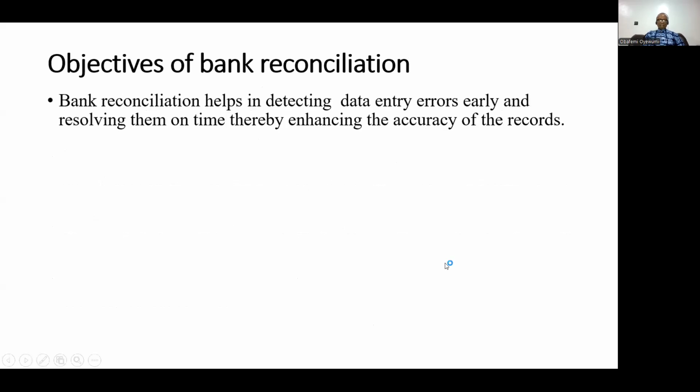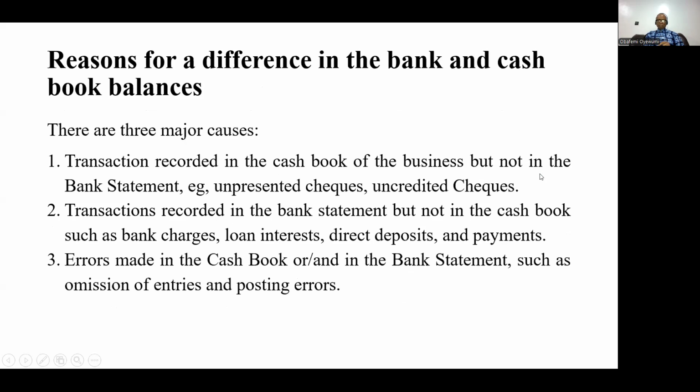And then finally, bank reconciliation helps in detecting data entry errors early and resolving them on time, thereby enhancing the accuracy of the records. All right. So why do we have a difference between the bank and the cash book balances? Why do we have a difference? There are three major reasons. Okay. Let's look at the first one.